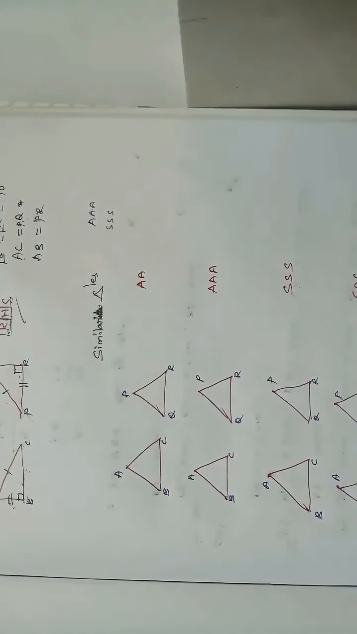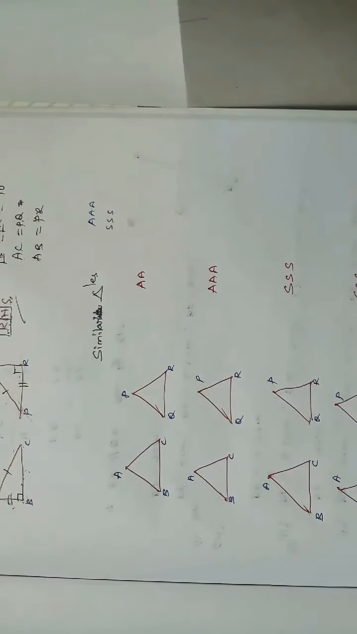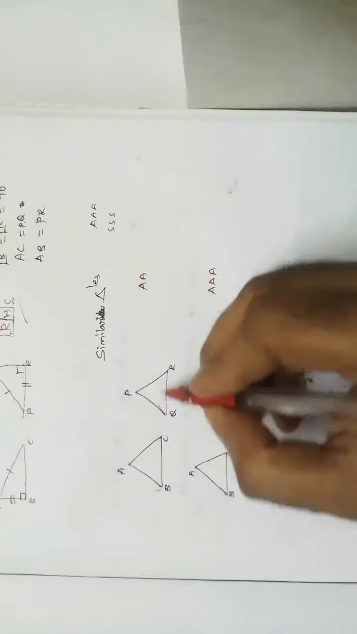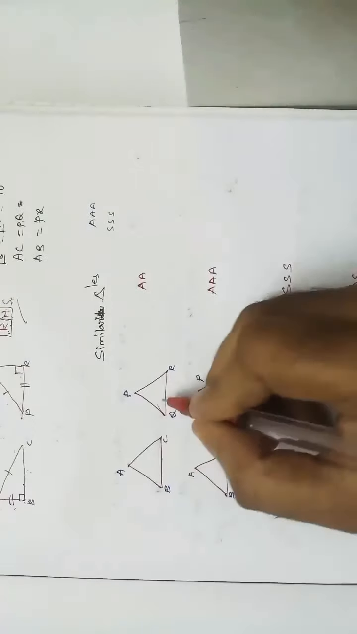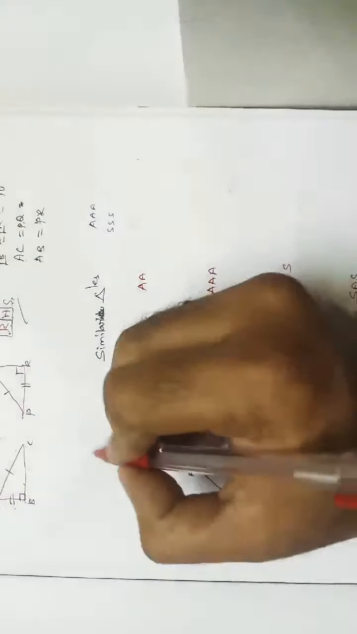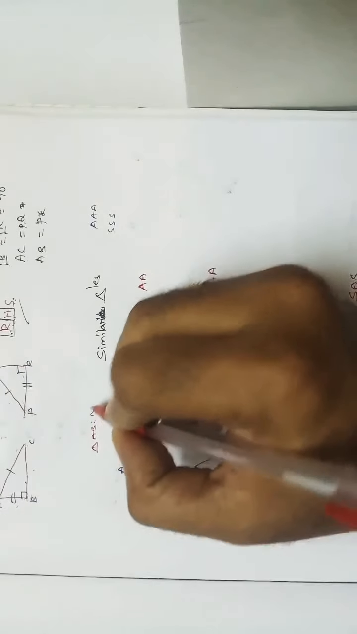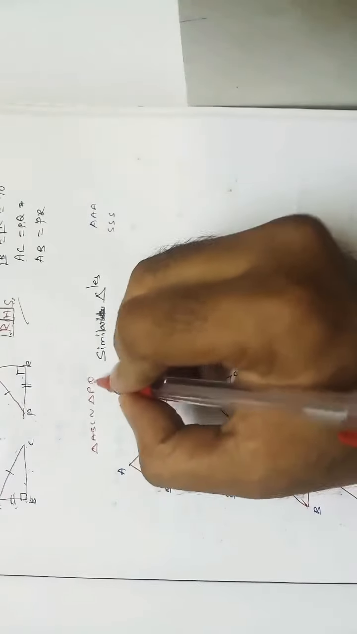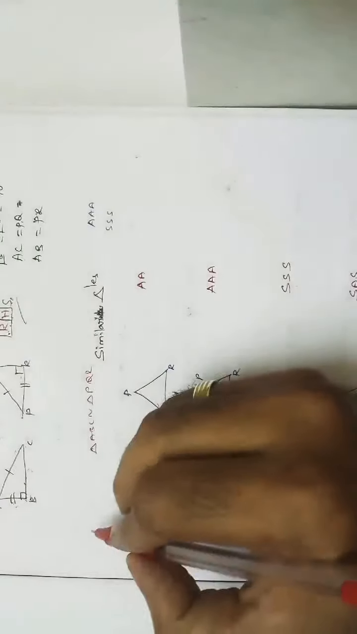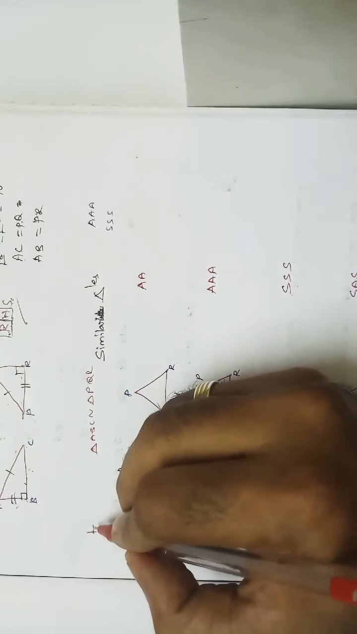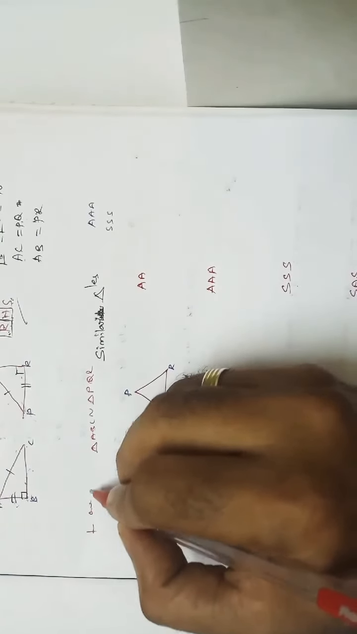If these 2 triangles are similar, then corresponding angles are equal and corresponding sides are proportional. That is very important. I am just proving that these 2 triangles are similar. That is, triangle ABC is similar to triangle PQR, right? Then corresponding angles are equal.